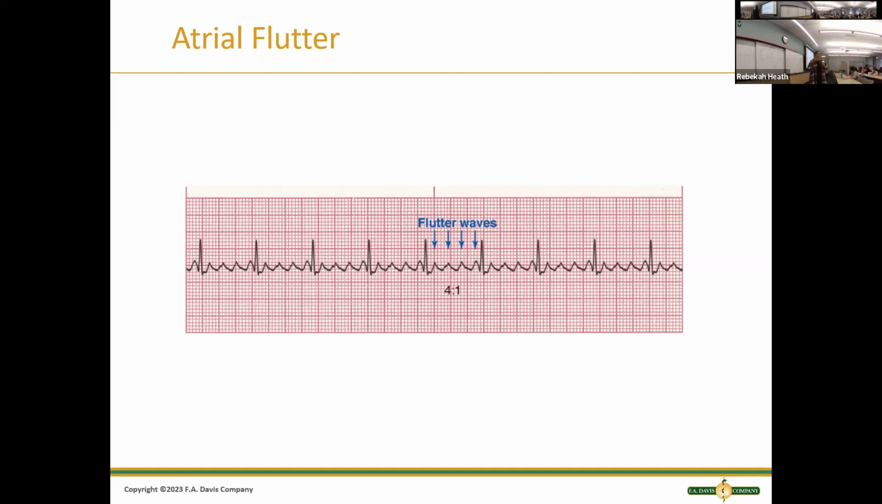So look at your atrial flutter and let's measure the QRS interval. From the beginning of one QRS to the next, I want you to measure that for atrial flutter and see what we get for regularity.